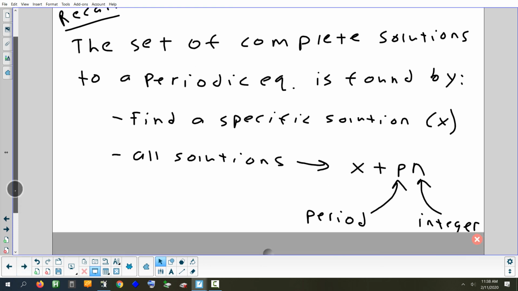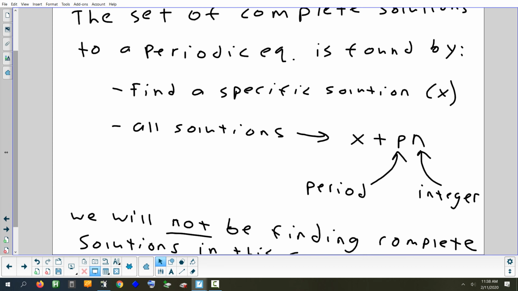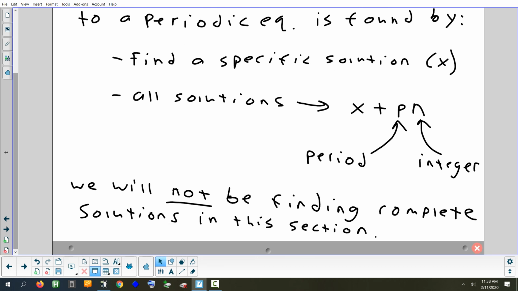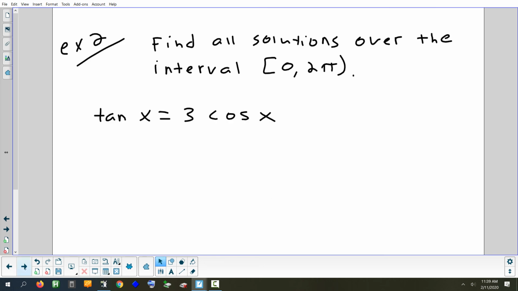That's only if they ask for all solutions. In general, I'm not going to have you do all solutions in this section. I want you to remember that there are infinitely many, but we've done that before, so we're not focusing on representing plus period times n. We're going to do it like we did the first two. Okay, let's try this one.